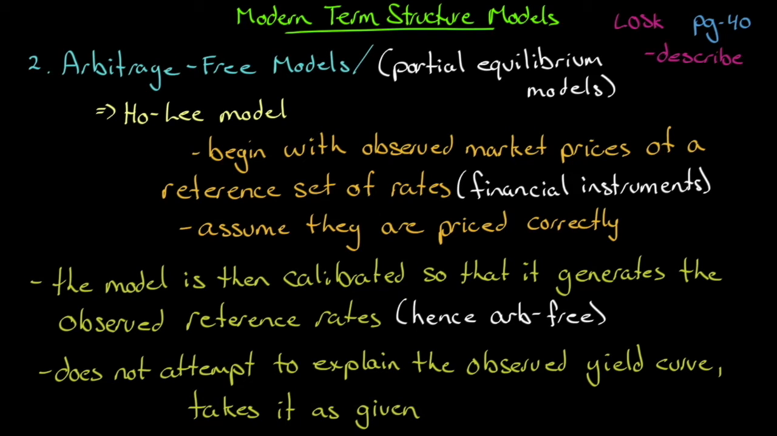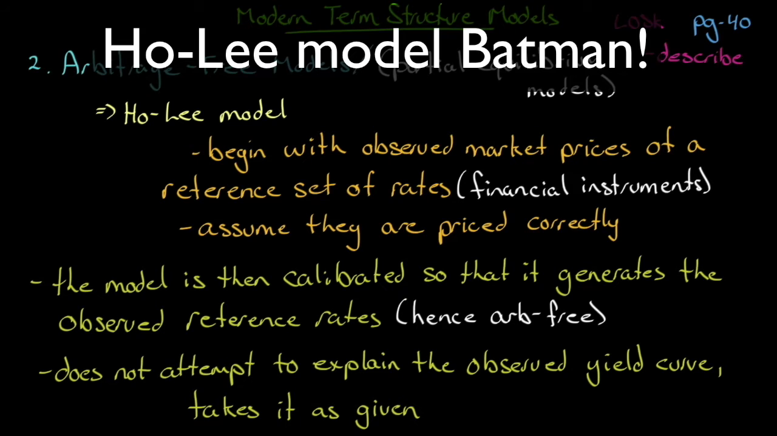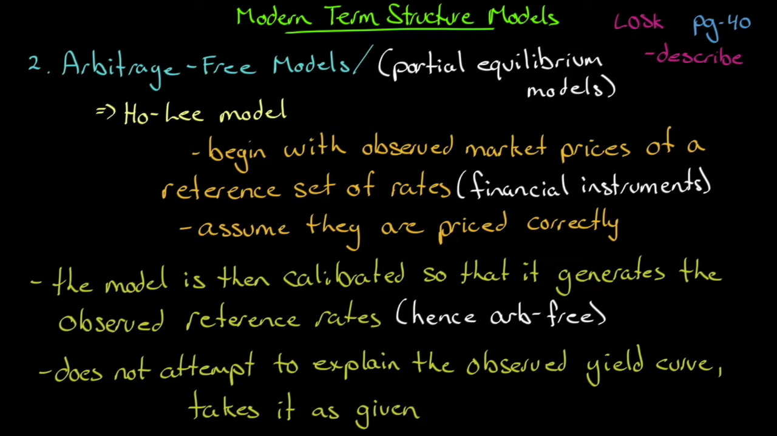Okay, let's move on to an arbitrage-free model, or the family of arbitrage-free models. We'll only look at one, the Ho-Lee model. This is called a partial equilibrium model, as opposed to the previous family you saw, which was called the equilibrium term structure model, more of a general equilibrium term structure model. This is partial. We begin with the observed market prices of a reference set of rates. So you're not just going to have one rate, you're going to have a reference set of rates, or financial instruments. They don't have to be rates. You might look at the prices of financial instruments and from that derive the rates. But either way, you'll end up with a set of rates. And let's say you end up with 10 rates.